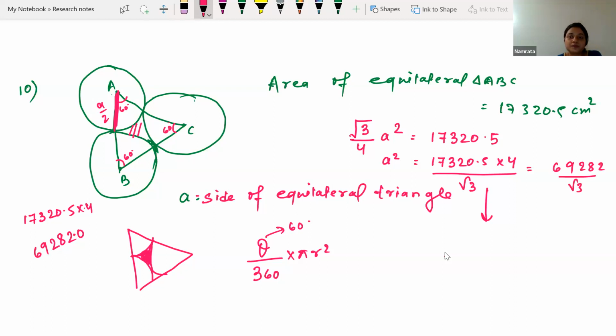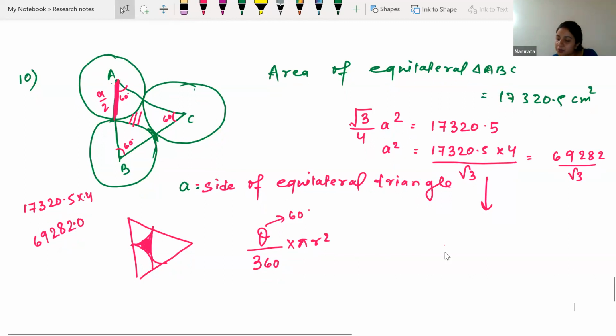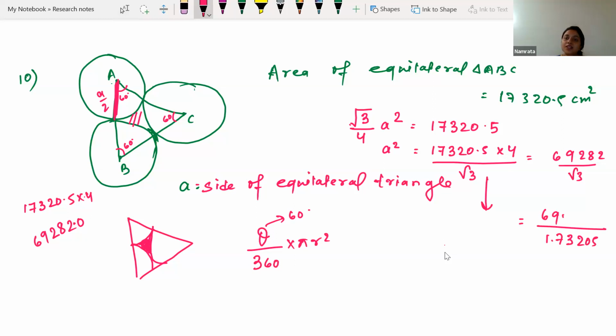Now, this is a square, right? So when it goes to the other side, yes, this calculation will take time. Let me check whether the value of root 3 is given in the question or not. Okay, the value of root 3 is also given in the question, that is 1.73205. And here we have 69282. Now we have to think about whether it is possible to cancel them or not. Let me check it.